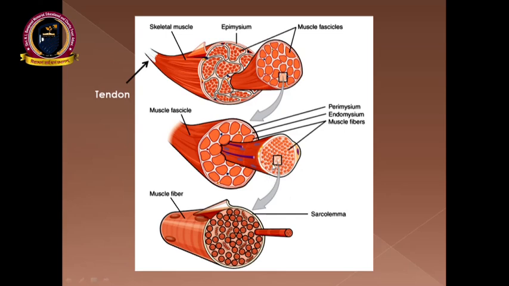Okay, now one single muscle fiber is shown here, multinucleated nature, you can see that, and it is surrounded by the sarcolemma, and of course in between the muscle fibers or myofibers there is a connective tissue holding them together that is called endomysium. Okay, but the plasma membrane of the muscle fiber is called the sarcolemma.